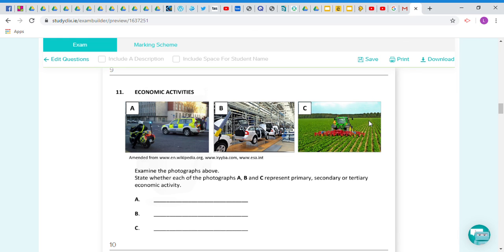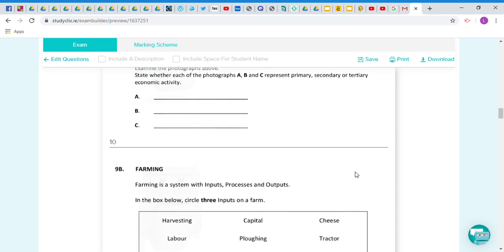Question 9. Examine the photographs above. State whether each of the photographs A, B, and C represent primary, secondary, or tertiary. So C is our farmer, so we write primary. B is a factory, manufacturing, so secondary. And A is guards providing a service, so we have tertiary.